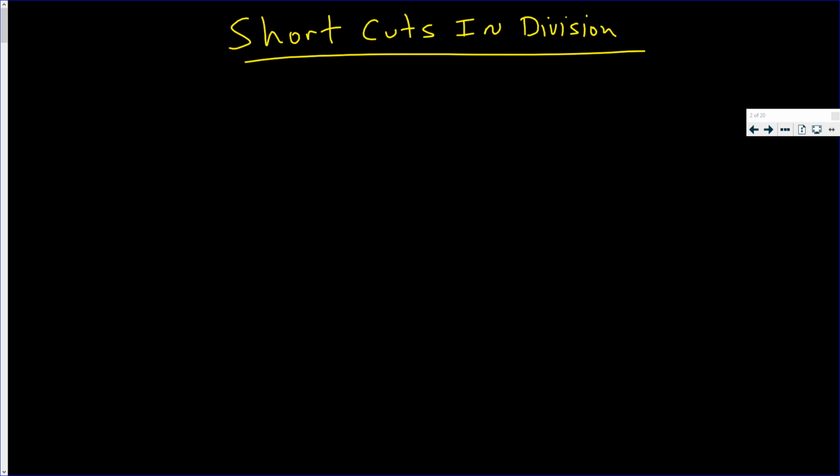In this video, we're going to talk about shortcuts in division. Now first, we need to establish that you are experts with this division problem. Dividing by 1. 8 divided by 1 is 8. 13 divided by 1 is 13. 27 divided by 1 is 27, etc. Dividing by 1 means don't even bother. 8 divided by 1 is 8.